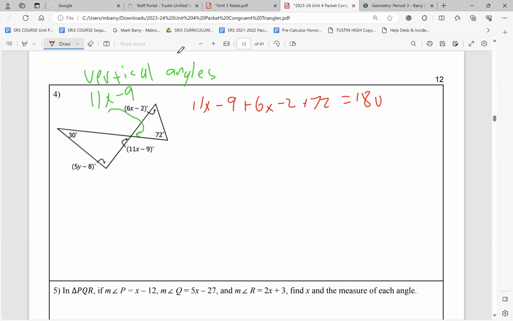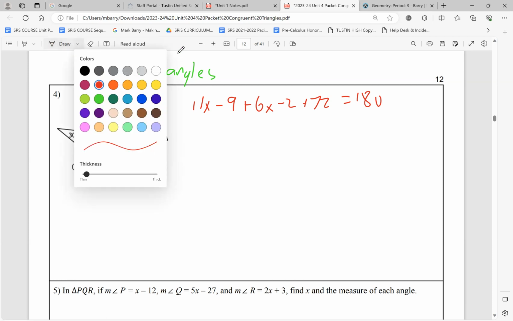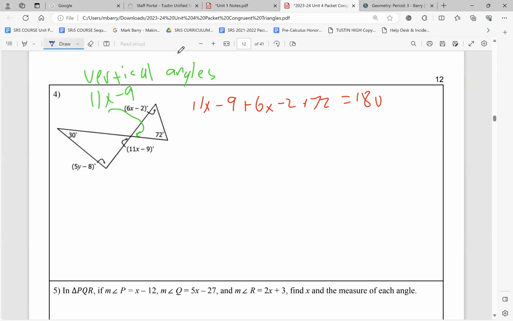Okay, so now we'll combine like terms. So let's find those like terms here. We have 11x and 6x makes 17x. All right, and then we'll add up the numbers. So -9 plus -2 is -11. And then plus 72, -11 plus 72 would be plus 61 equals 180.